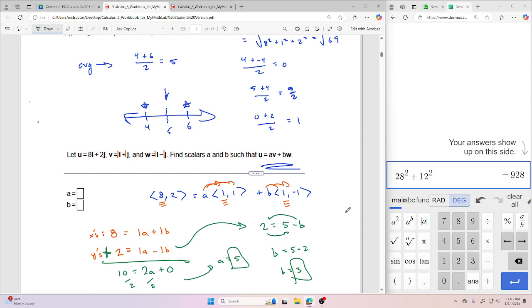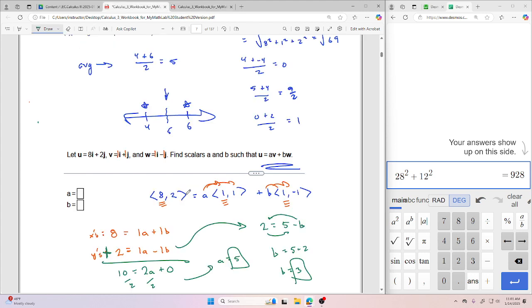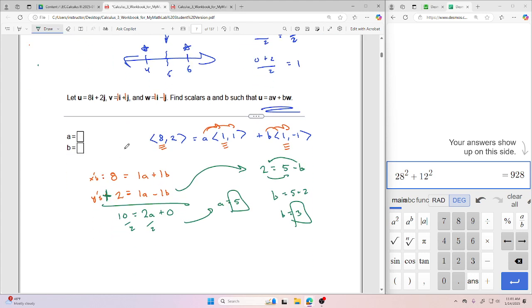And I'm finding that I like checking myself, if that's okay. And so I think having this parallel is really cool. 5 and 3, we're good. So far, that's been helpful.